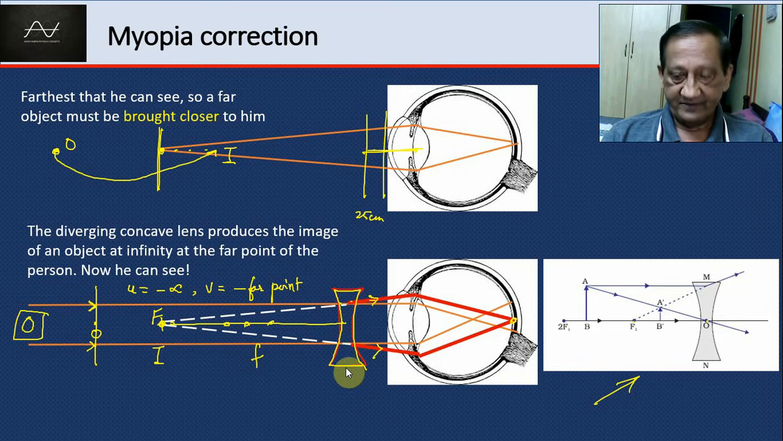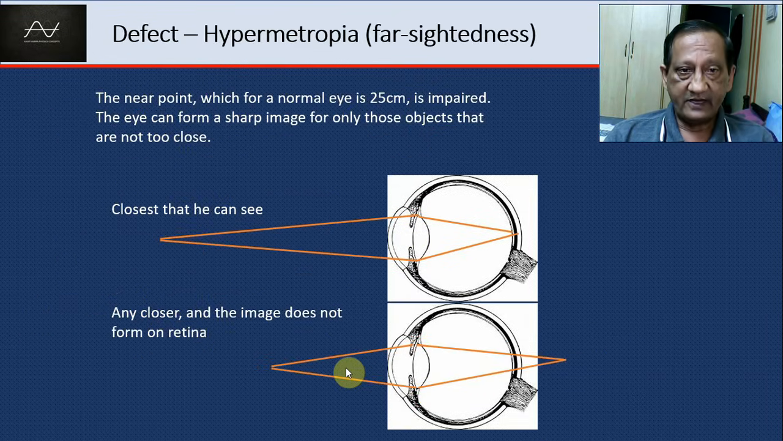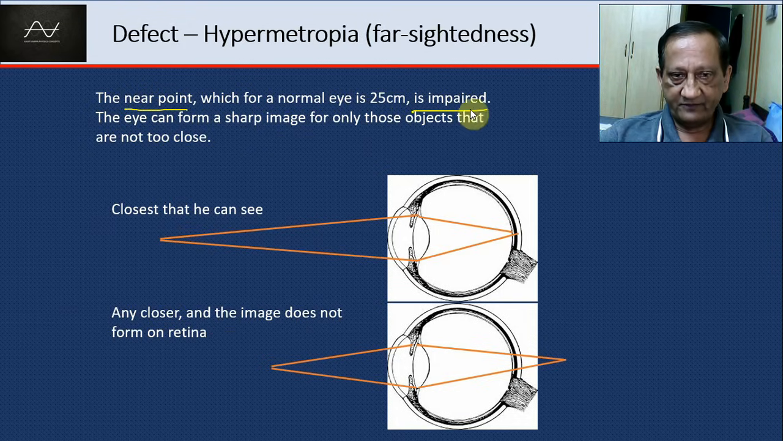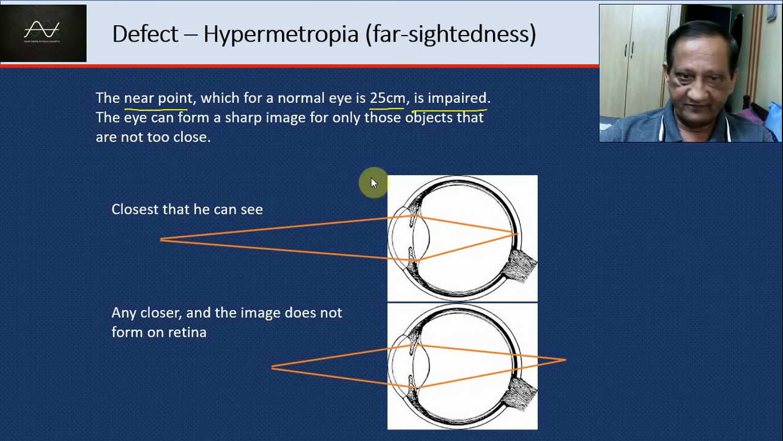That is myopia, nearsightedness. Another defect is called hypermetropia, which is farsightedness. For this person, he can't read a book. He's far-sighted. He can see far away things, but he can't see nearby things. For him, the near point is impaired. For a normal person, the near point is 25 centimeter. For him, it is impaired. It becomes larger than 25.